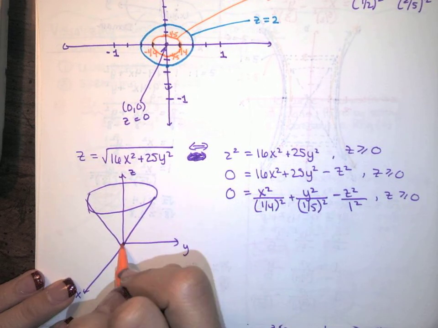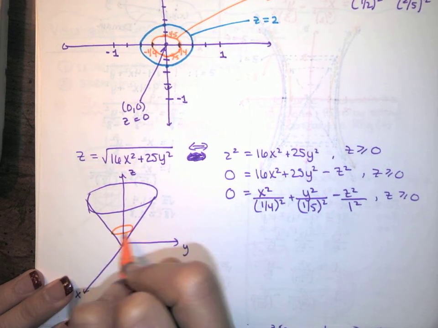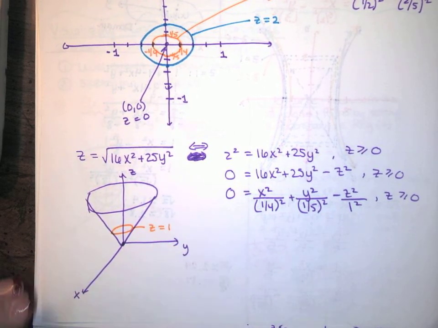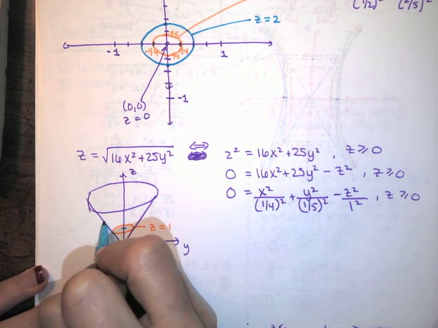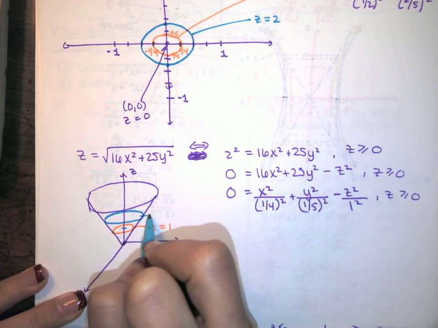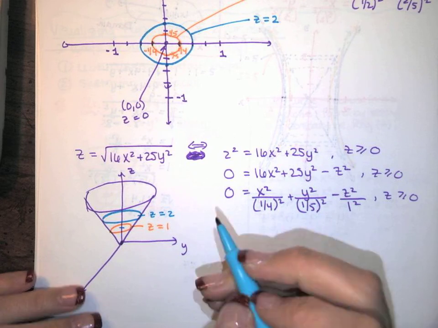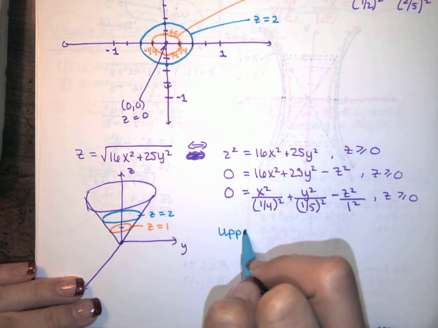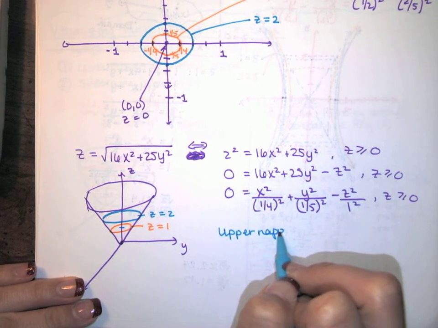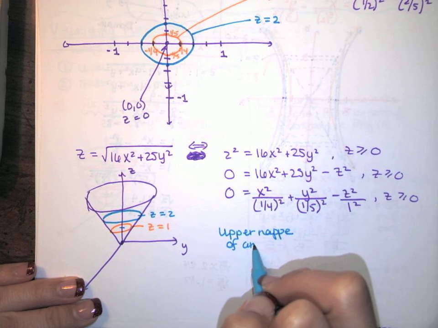Z equals 0 is right here, z equals 1, right there. Z equals 2 would be there. Z equals 3 would be up from that, and so on. And so this time, our surface is the upper nappe of an elliptic cone.